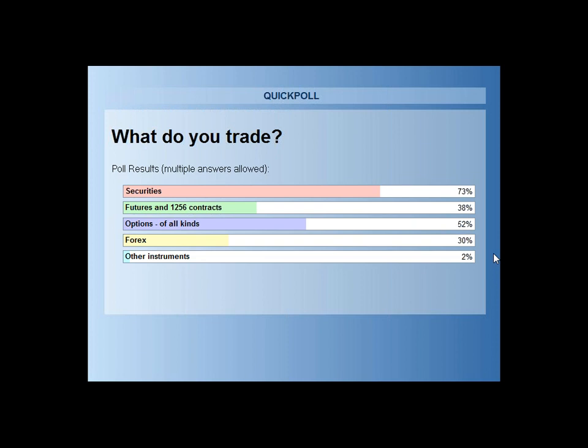73% of you are trading securities, and that means you're dealing with this cost basis reporting problem. 38% of you are trading futures and 1256 contracts. Remember, this is multiple choice. You can be doing one or more of the above. 52% are trading options. That's a lot of options traders. That's a big growth area. 30% Forex. Now, we didn't necessarily promote this webinar today as Forex. We did mention Forex. That's about right. This is what I would expect. The securities number is pretty high, 73%. But again, many of you struggling with securities reporting may have attended, skewing the results.